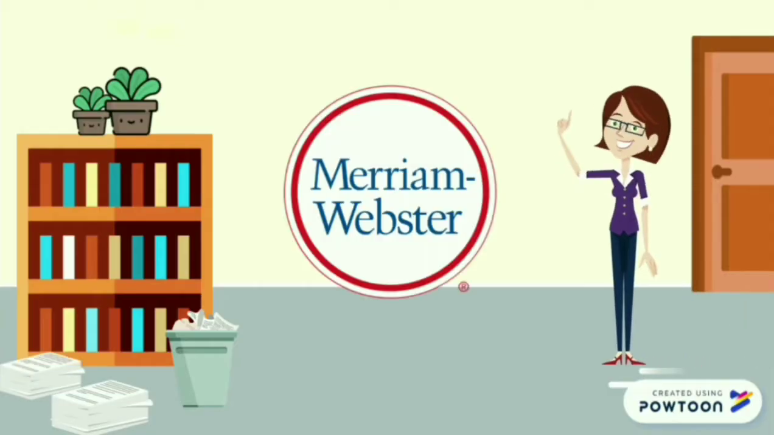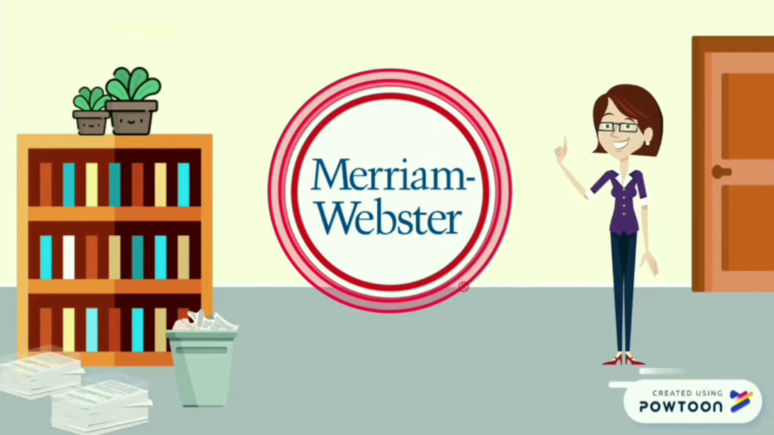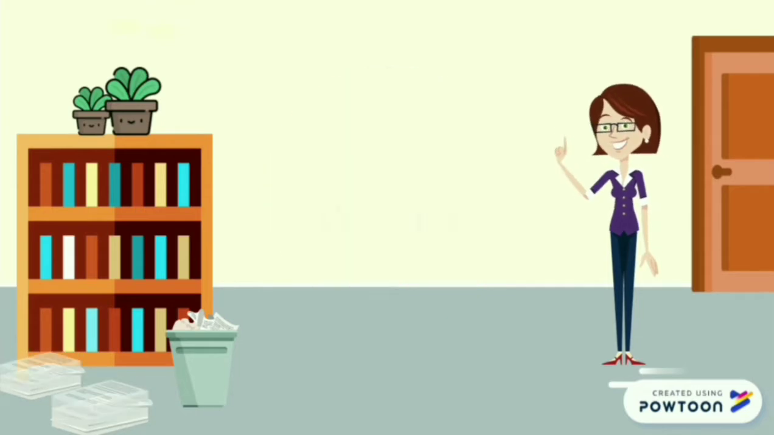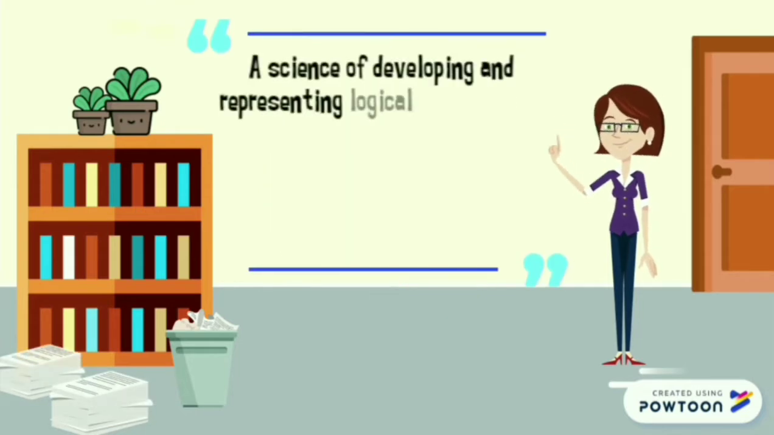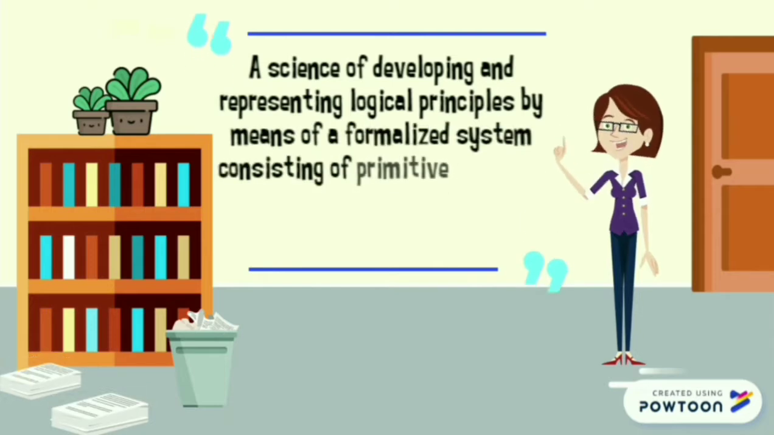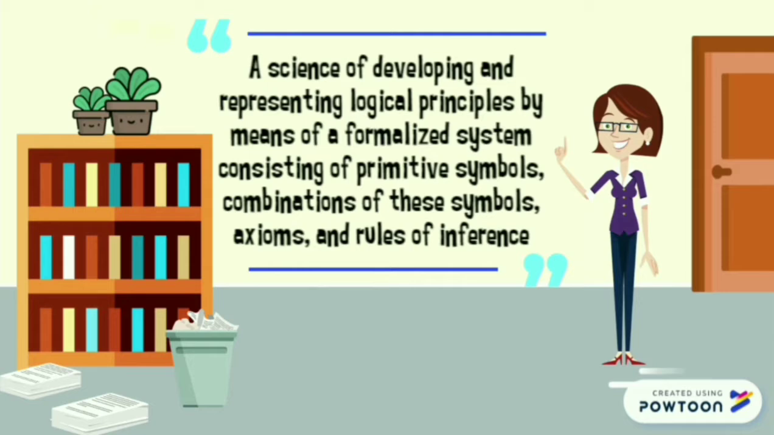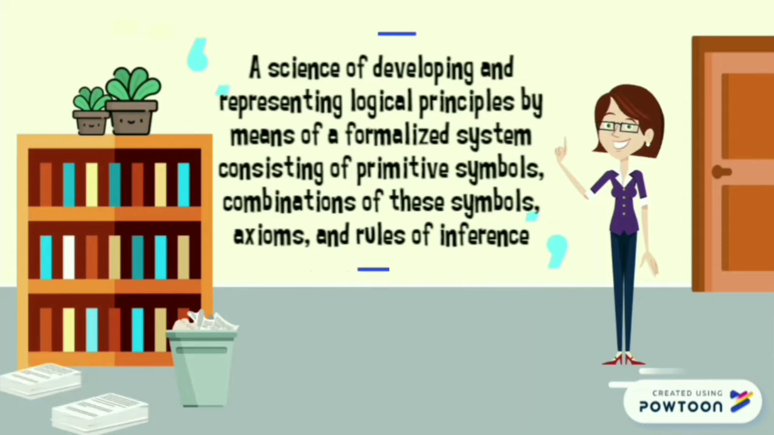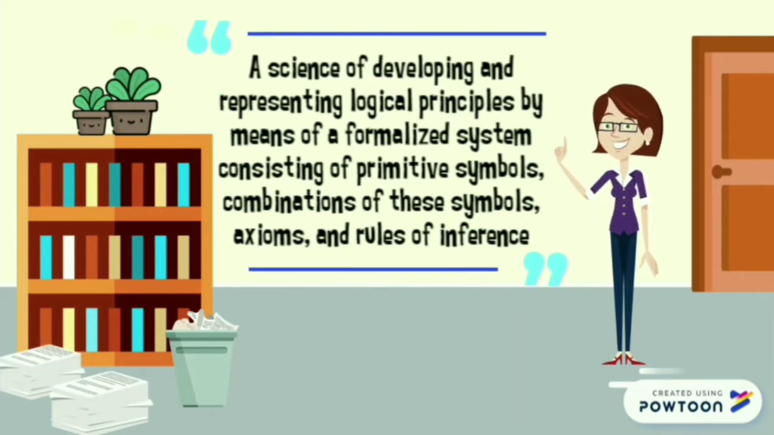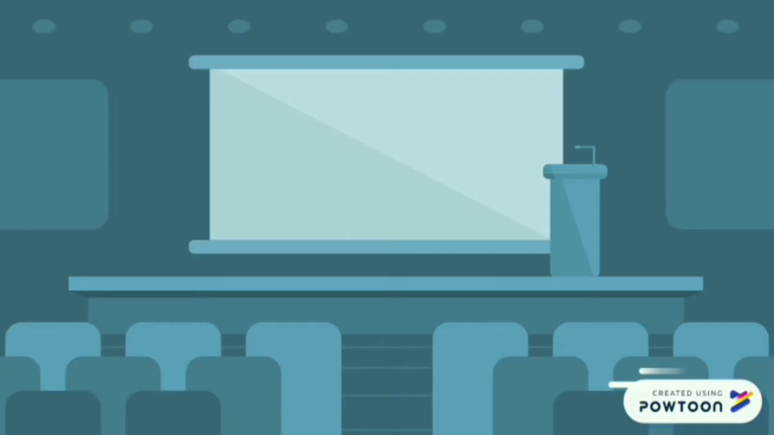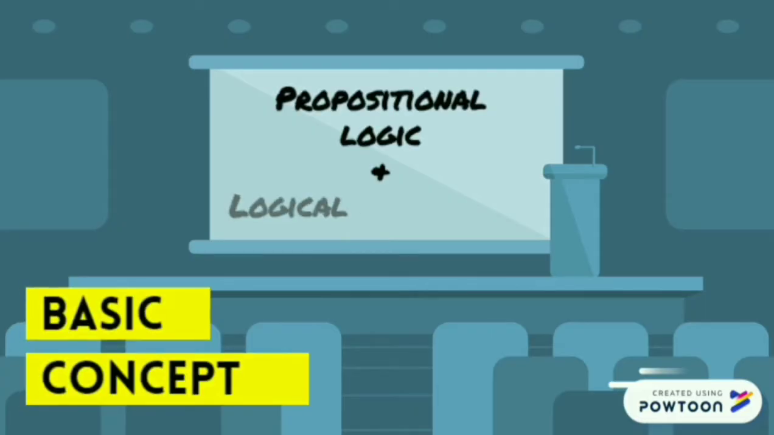But well, according to Merriam-Webster Dictionary, mathematical logic, also known as symbolic logic, is a science of developing and representing logical principles by means of a formalized system consisting of primitive symbols, combinations of these symbols, axioms, and rules of inference. Complicated, right? Relax, we can understand this if we know the basic concept of mathematical logic. The basics of mathematical logic are propositional logic and logical connectives.